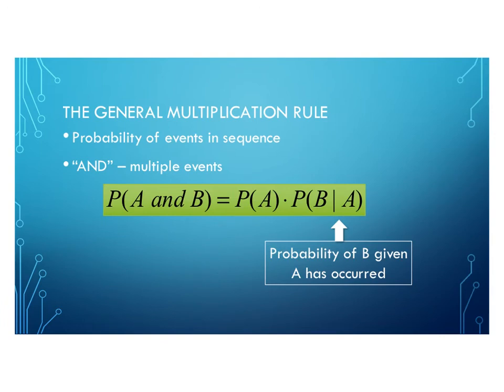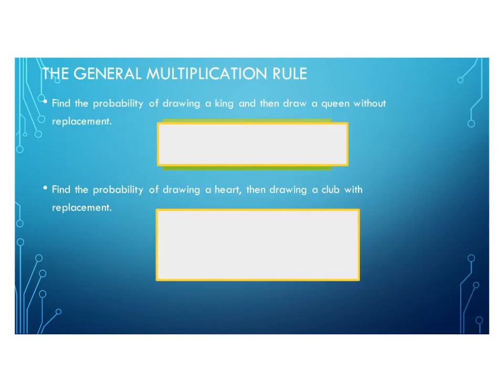When we talk about the multiplication rule, remember you're doing a probability of a sequence of events. Typically it has "and" in the context or a comma that implies plural. In other words, you're finding the probability of more than one event, and we multiply. So if we want to find the probability of drawing a king and then drawing a queen without replacement, without replacement means I keep the card and I don't put it back in the deck.